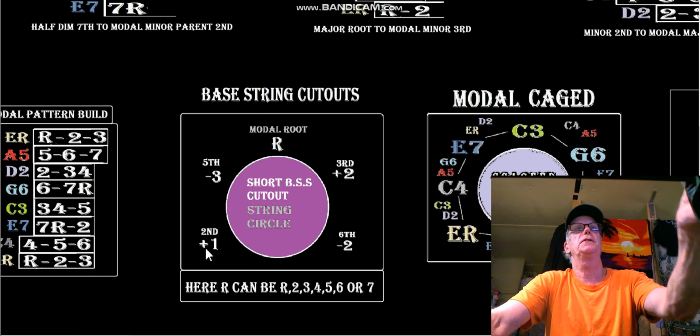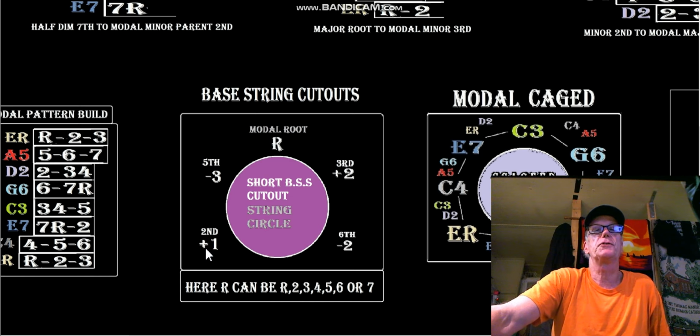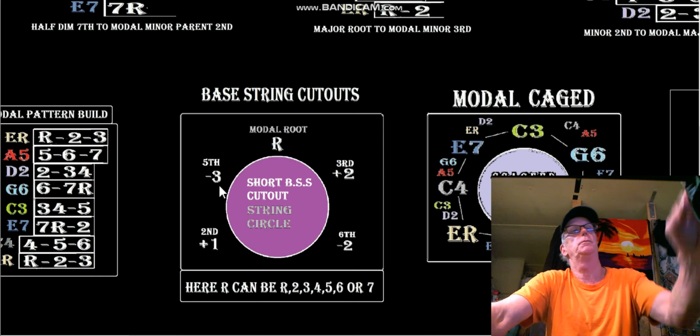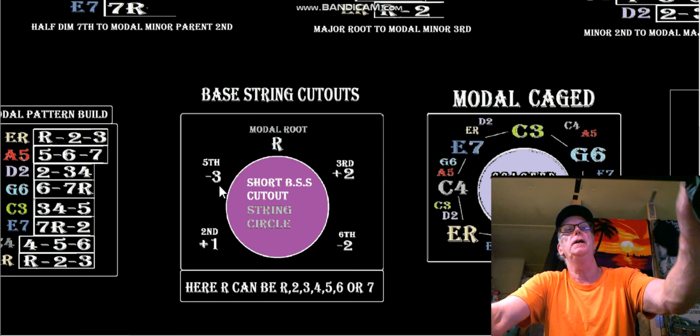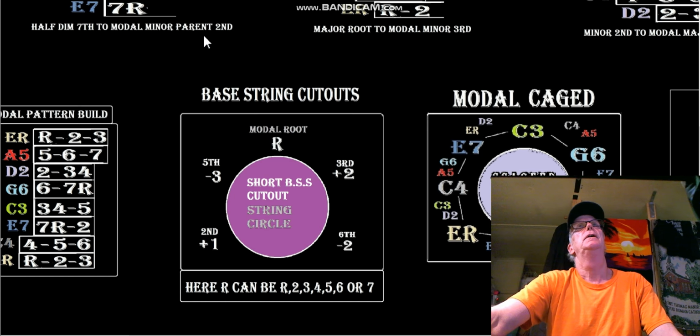Okay, the second's plus 1. It's simple. All right, but we want to play the string shape there. And then the fifth is minus 3 or plus 4, but we'll say minus 3. Here's root. There's the fifth. That's all that's saying. Okay, but we have to subtract 1 from it. All right, so it's a little complicated.